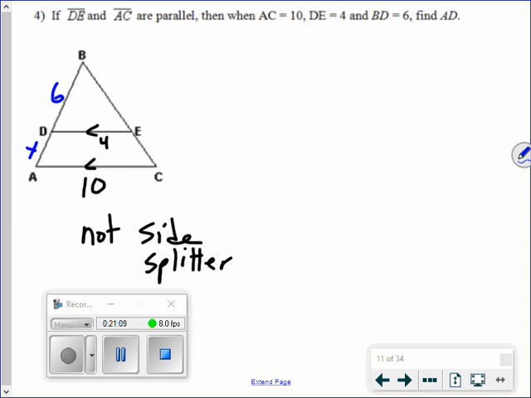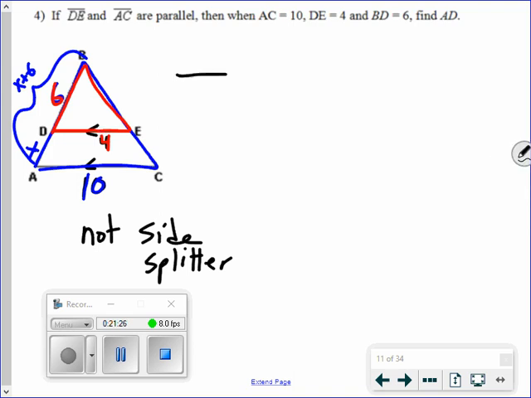Okay, so I think we have one like this on our test as well. I'm going to have to add these together to set up my proportion because I have to use the big triangle to use the 10, and then the smaller triangle, I'm going to use the 6 and the 4. So go ahead and set up your proportion and solve.